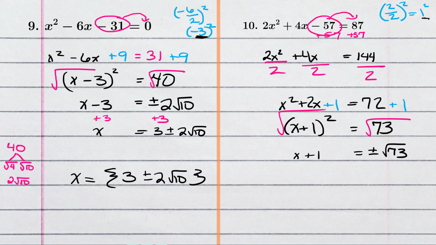Now I need to take and move that plus 1 to the other side by subtracting 1. And so I have x is equal to negative 1 plus or minus the square root of 73. And so if I write it in set brackets, negative 1 plus or minus the square root of 73.